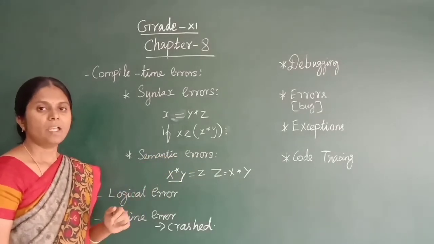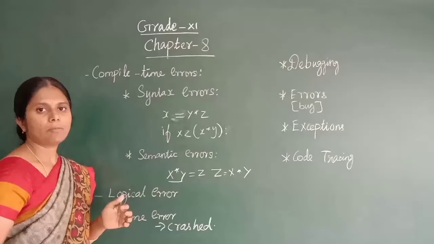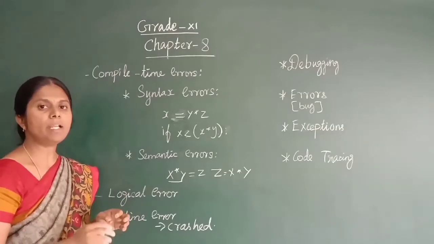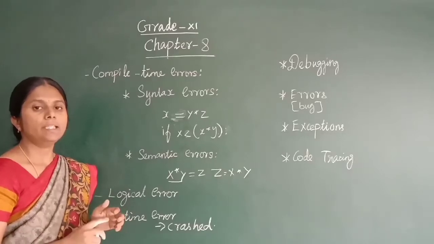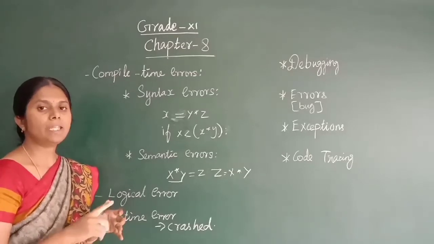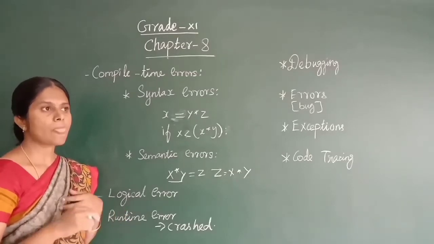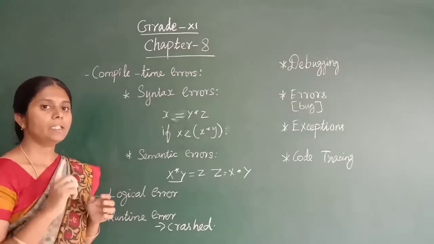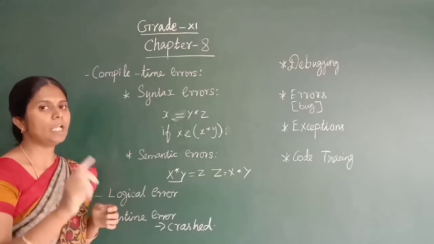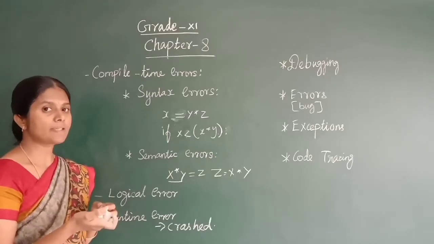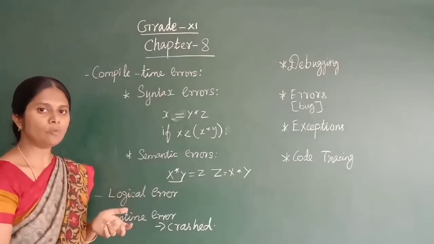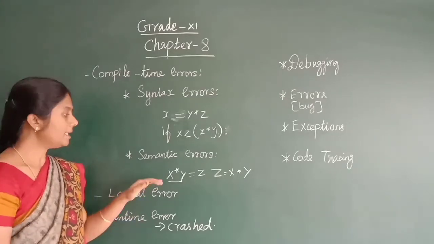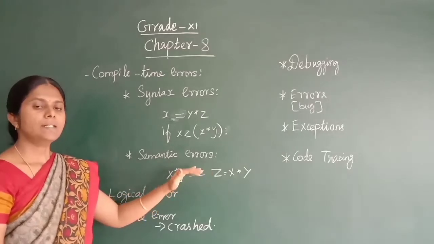The next one is semantic error. Semantic error means syntactically it is correct but semantically it is wrong. That means the statement is not meaningful. That is called what? Semantic errors. For example, Ronnie plays guitar. The sentence is correct. Guitar plays Ronnie. Here the grammar is correct but it is not meaningful. So the statement is not meaningful.